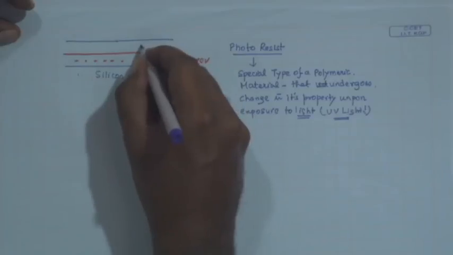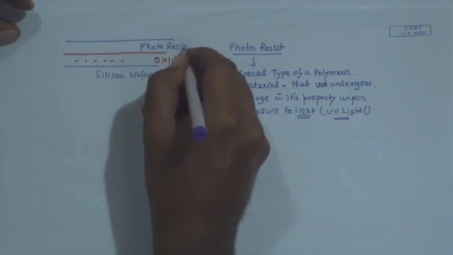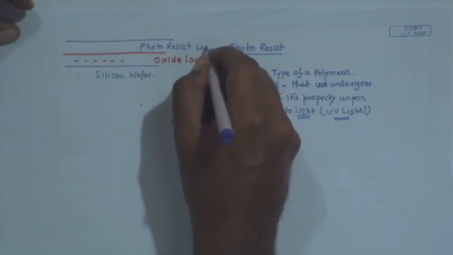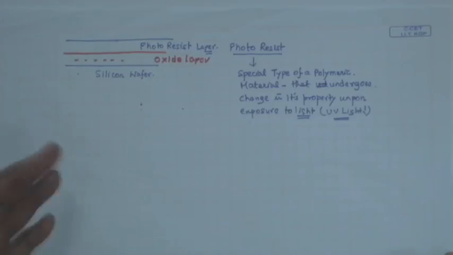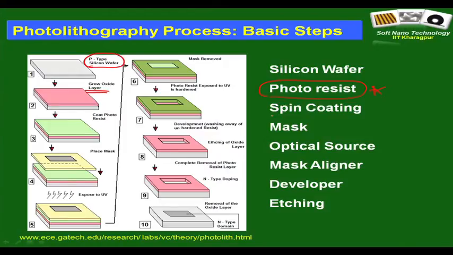But the second step is that over the oxide layer you actually deposit a photoresist layer, and this is not done by any growth process like the oxide layer. This is done by another very simple but very popular and powerful technique, which many of you might be hearing about for the first time, known as spin coating. So we will talk about spin coating.